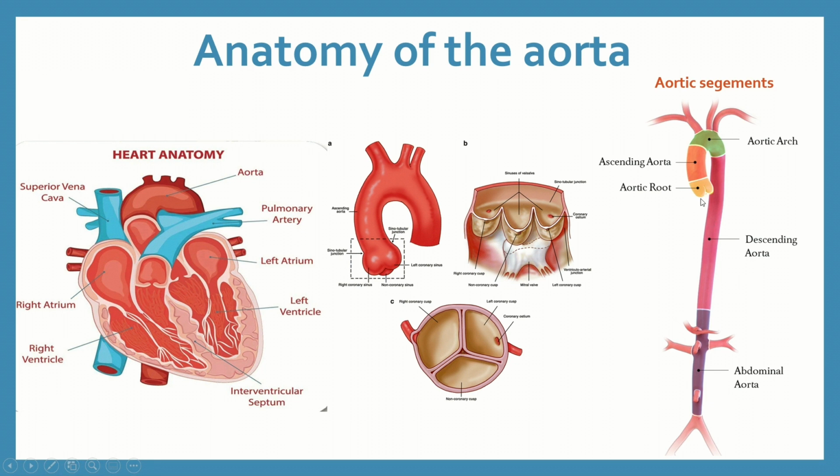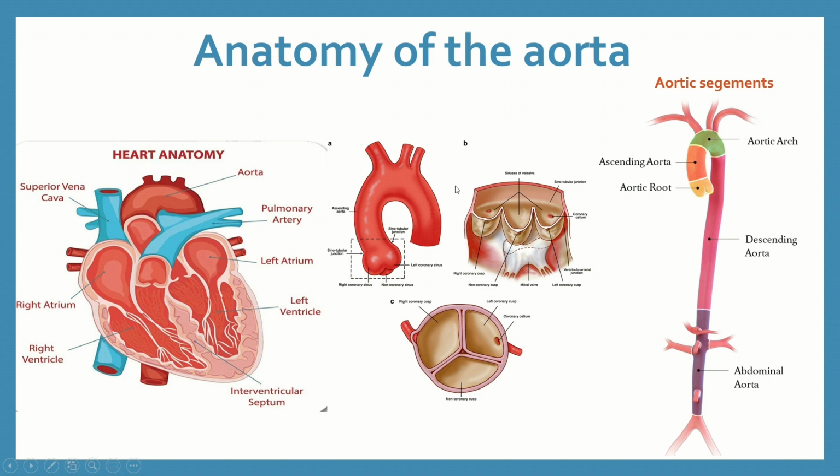The aorta has multiple segments. The first one is the aortic root, then the ascending aorta, then the aortic arch, then the descending aorta, and below the diaphragm it will become the abdominal aorta, and the abdominal aorta is further divided according to its relation to the renal vessels into a suprarenal abdominal aorta and an infrarenal abdominal aorta.